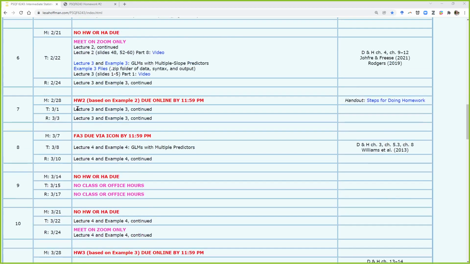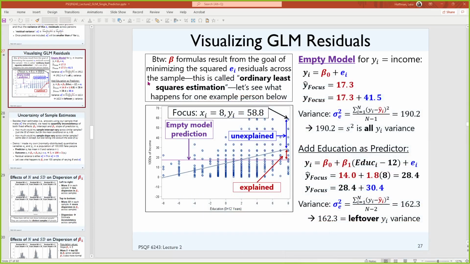And then homework is due on Monday night. So I will let you know when the next thing is available that you have to work on. In the meantime, we had a question about GLM residuals. So I thought that might be a useful thing to go back over in the context of trying to help with homework. So I've pulled up Lecture 2, Slide 27, which talks about residuals under the context of either an empty model with no predictors or a model that has a single predictor included.